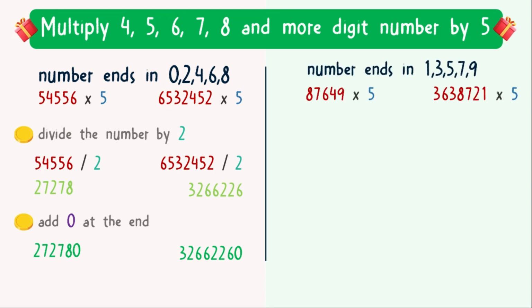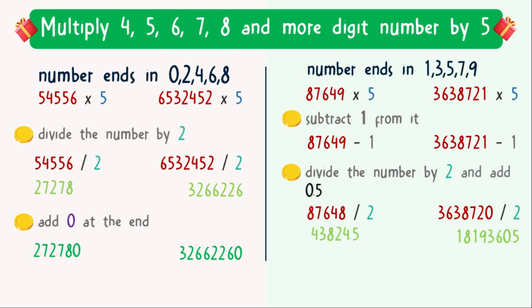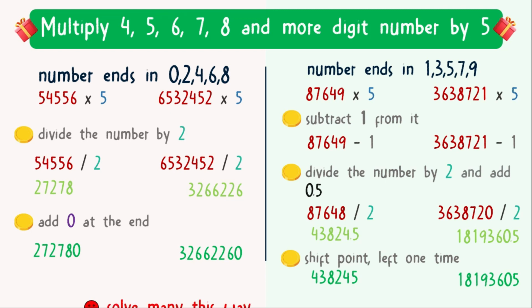The second part is any number that ends with 1, 3, 5, 7, and 9. You actually subtract 1 from it, and you divide the number by 2, while also you add 0.5. Then after doing that, just shift the decimal point to the right side, or you multiply by 10, because it's the same thing, and you get the correct answer. So try and solve many of these questions without even using any calculator or any hand or fingers.